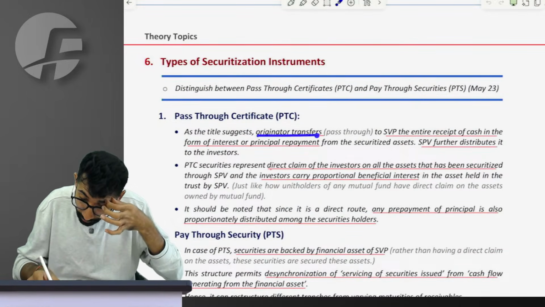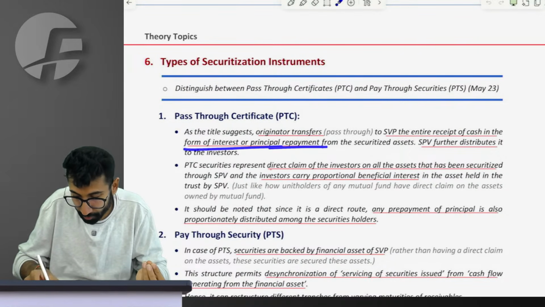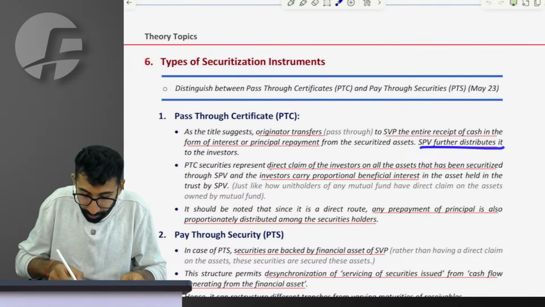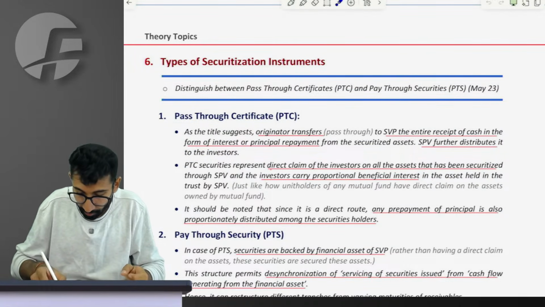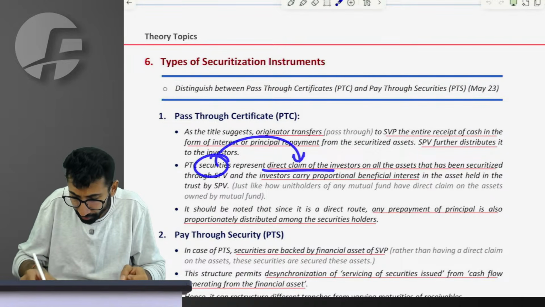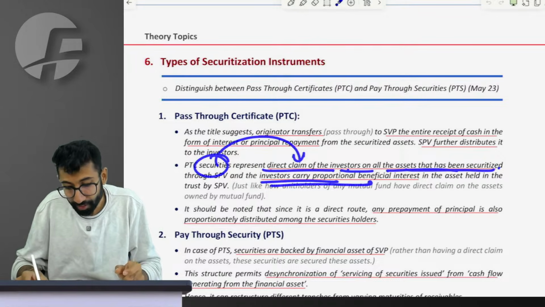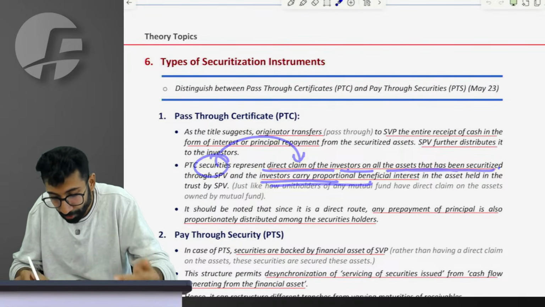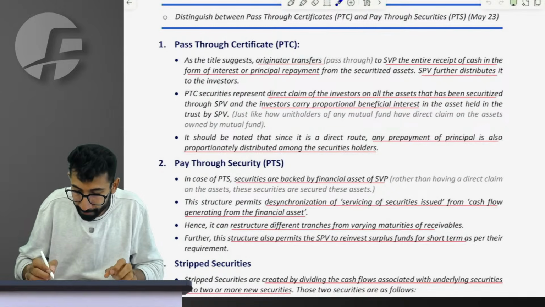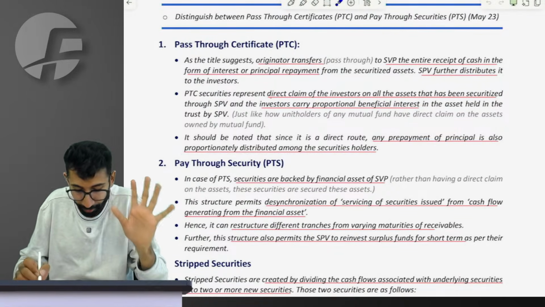So the originator transfers to the SPV the entire receipt of cash, which is in the form of interest and principal, from the securitized asset. SPV further distributes it to the investor. Direct claim: securities have a direct claim of the investor on all the assets that are securitized. Investors carry a proportional right over the assets of the company. Sir, prepayments are also distributed proportionately. That is something you should know.